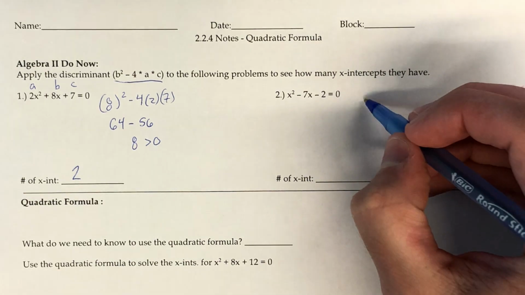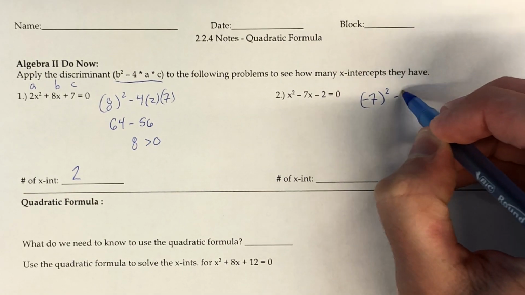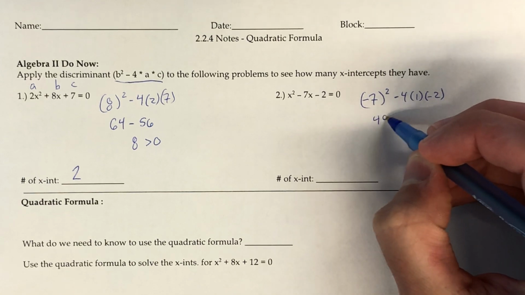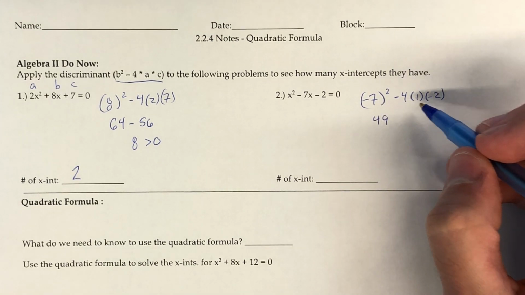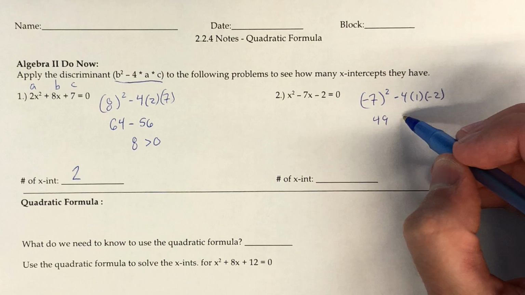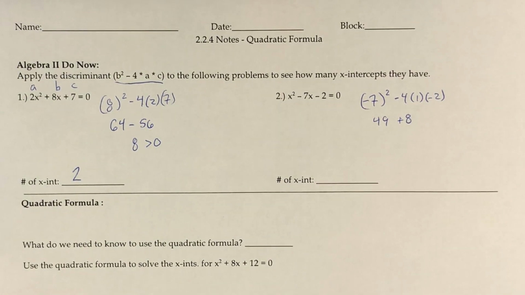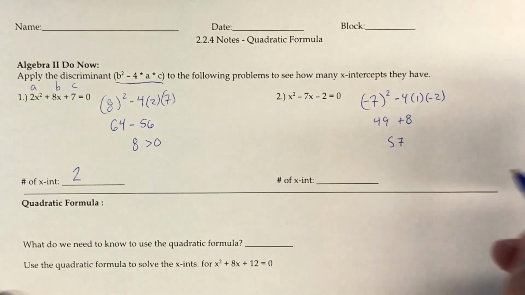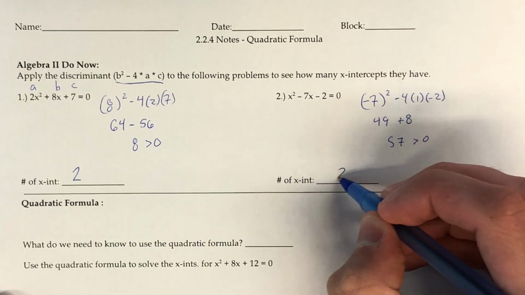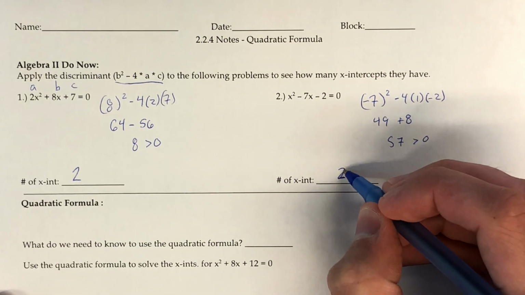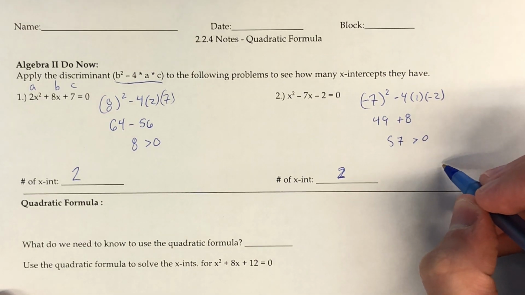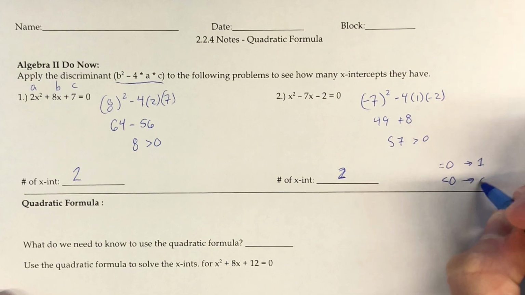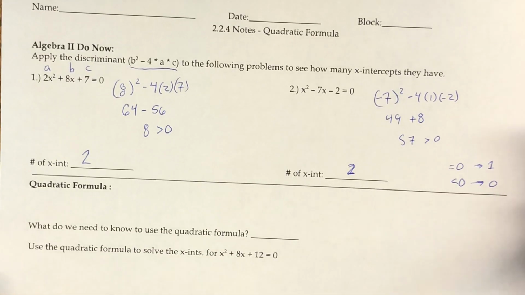Over here, b squared minus 4 times a times c. Negative 7 squared is 49. Negative 4 times 1 times negative 2 is 8. 49 plus 8 is 57. 57 is greater than 0, so we have 2 x-intercepts. Remember, in these cases, if your discriminant is equal to 0, then you'd have 1. If it's less than 0, then you have 0 x-intercepts.